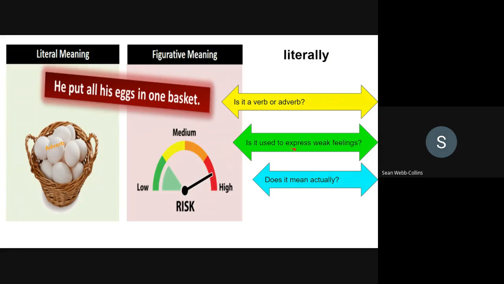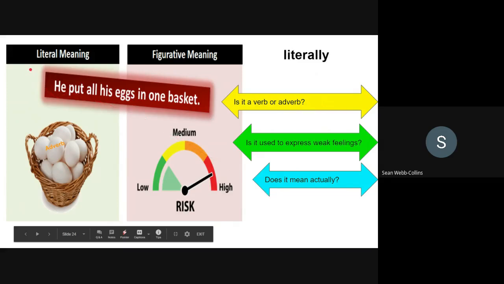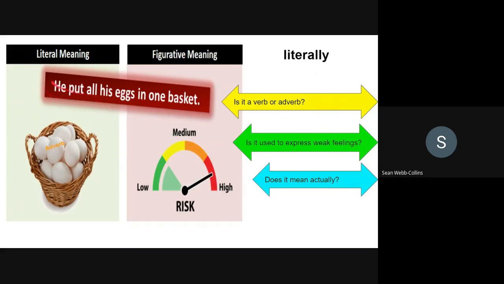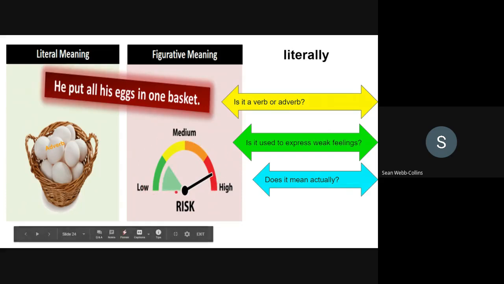And is it used to express weak feelings? No, it's used to express direct meanings, direct things, what you actually did. Does it mean actually? Yes, it means actually. So here we can see the literal meaning: he put all his baskets into one basket. And the figurative meaning is you don't want to put all your investments, for example, into one basket because that's a high risk.